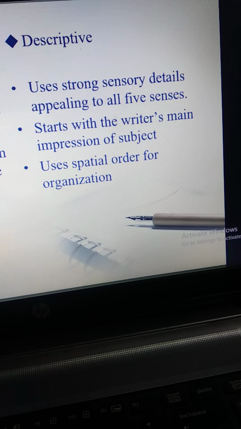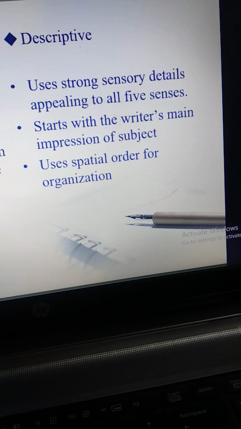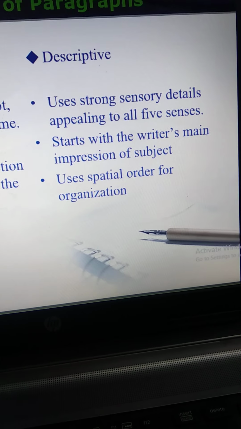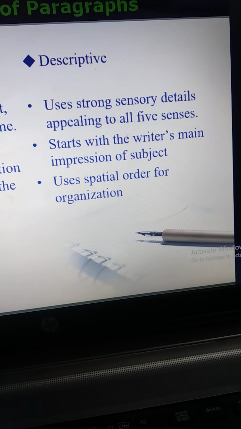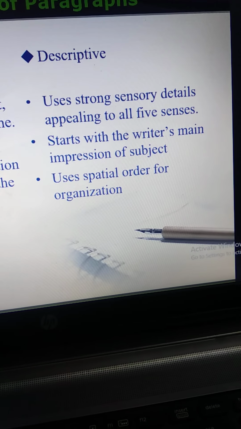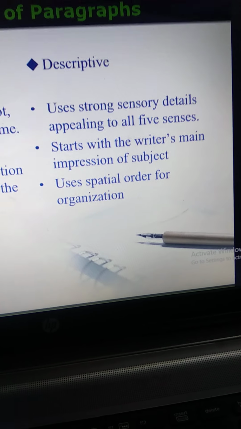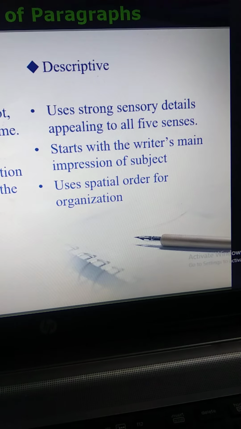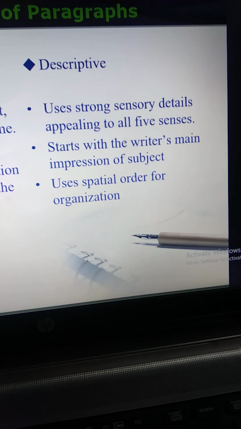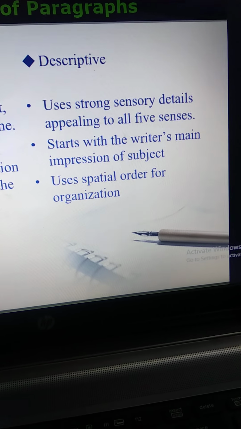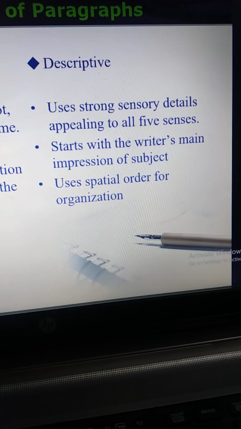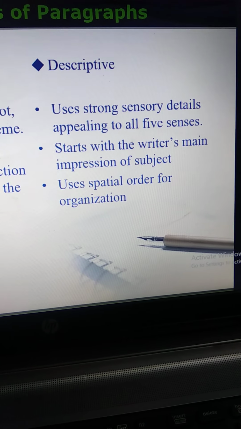It uses spatial order for organization. Spatial order means, for example, we are describing a room. So we are not describing the room haphazardly. We will start from one wall and gradually we'll move to the other, then the third and then the fourth one. So spatial order means the thing we are describing, we follow an order according to its space.